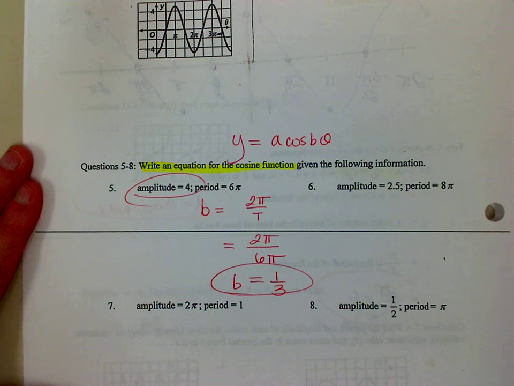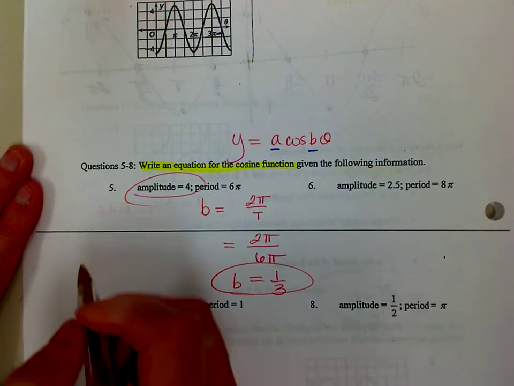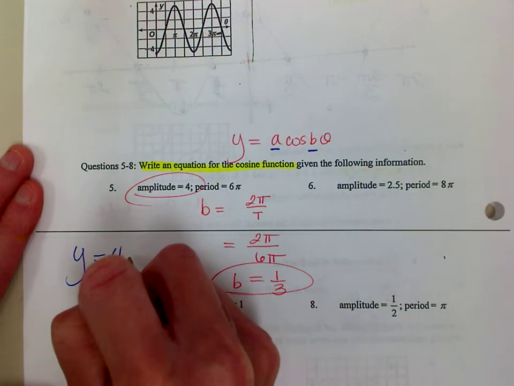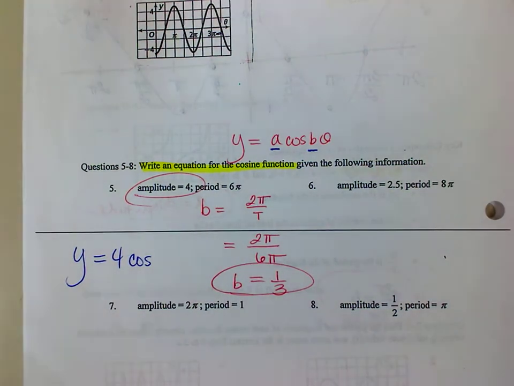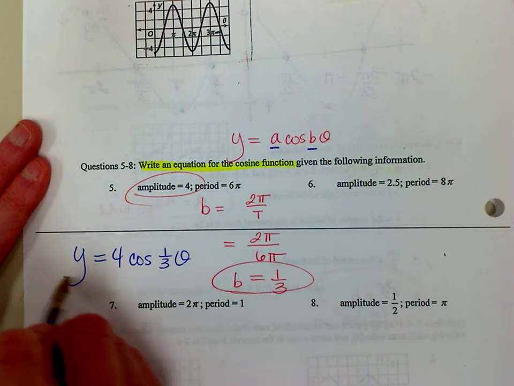So all I have to do is substitute the A and the B, and then you've got your equation. So y equals 4 times the cosine of 1/3 theta, or you could write it as theta over 3, but I'll just write it like this.